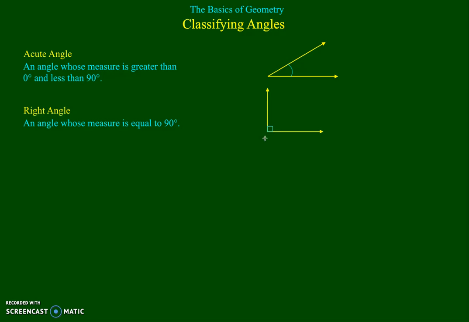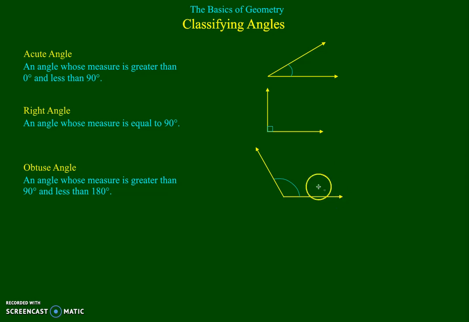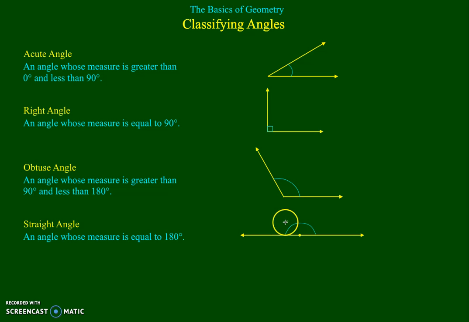All right, the next classification is obtuse angles. An obtuse angle is an angle whose measure is greater than 90 but less than 180. And notice that it falls past the vertical here. The next classification is a straight angle. A straight angle is an angle whose measure is equal to 180. Notice this is half of a circle. Since a circle has 360 degrees, half a circle has 180 degrees in it. So this angle is basically half a circle here.